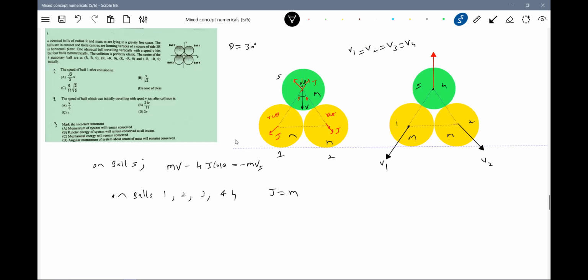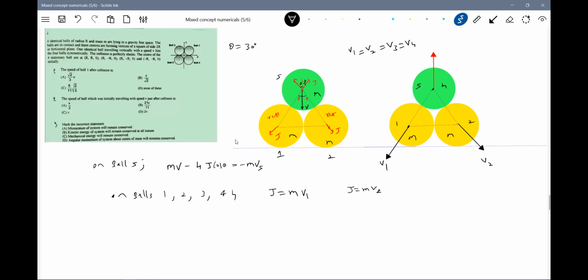Why must all four balls have the same speed? The same impulse J will act on them. Only 1 and 2 I'm able to show in the diagram, so 3, 4 also it will be. So therefore the impulse J should be equal to MV1, or it should also equal MV2.